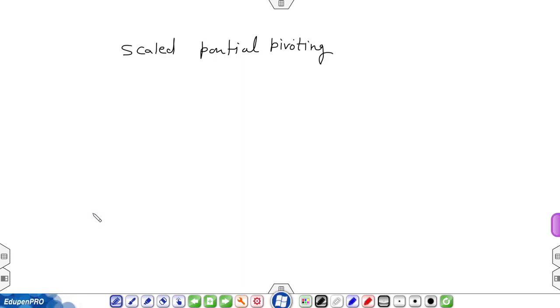Hello everyone, in this video lecture we will discuss scaled partial pivoting. Scaled partial pivoting is a modification to partial pivoting whenever we are solving a system by the Gauss elimination method.